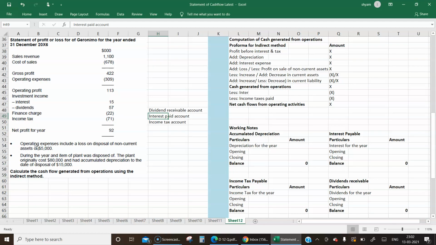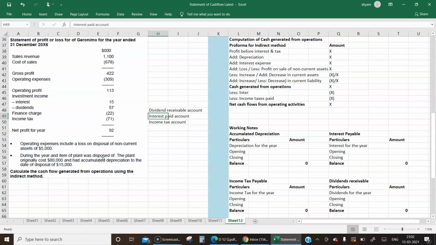Then they tell you operating expenses include 5,000 on disposal of non-current asset. So the operating expense here includes a 5,000 which is a non-cash expense. And during the year, an item of plant was disposed of. The plant originally cost 80,000. Accumulated depreciation is 15,000. So its real worth is how much? Its real worth would be 65. That asset I think would have been sold at a loss.